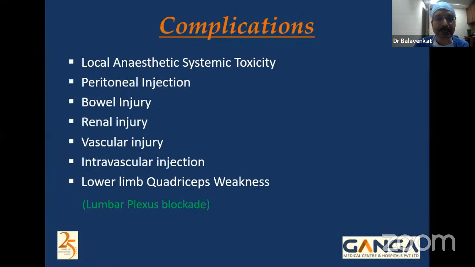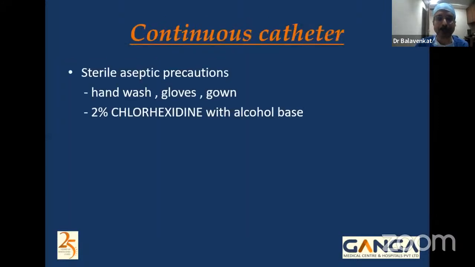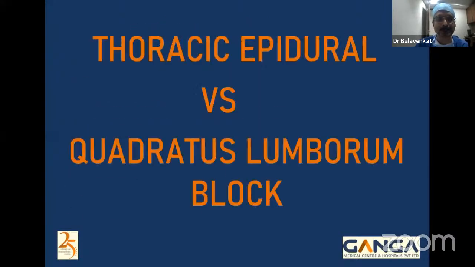Similarly, like other blocks, you need to be very careful about intraperitoneal injection, bowel injury and renal injury, because the lower pole comes very close to the QL, and this needs to be kept in mind. And there could be lumbar plexus blockade because of the spread of the drug, and there could be quadriceps weakness. So when you advocate that they ambulate, you have to make sure when you do a QL block that the quadriceps is not involved.